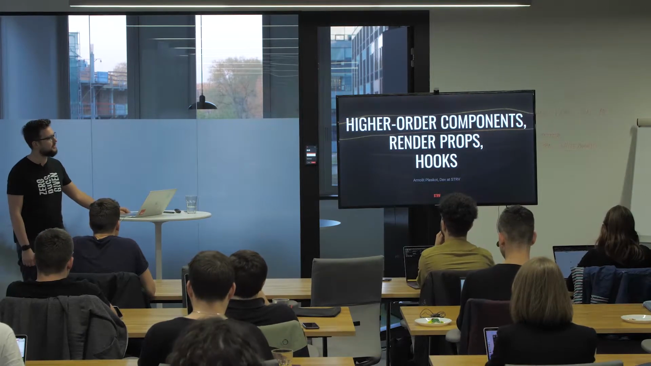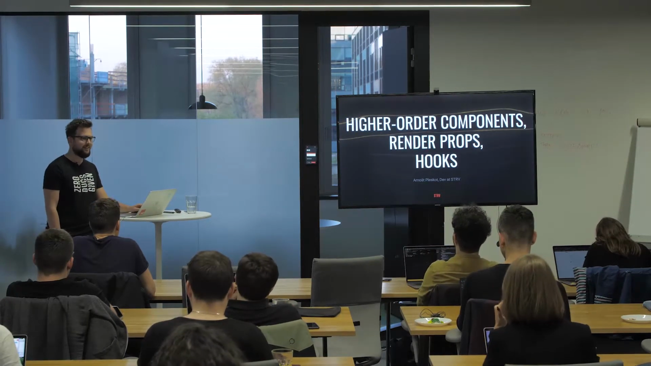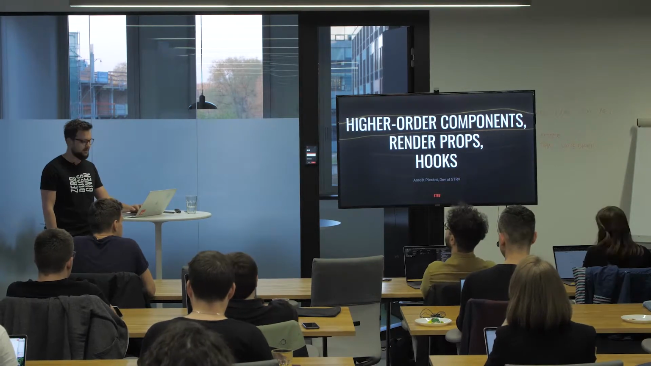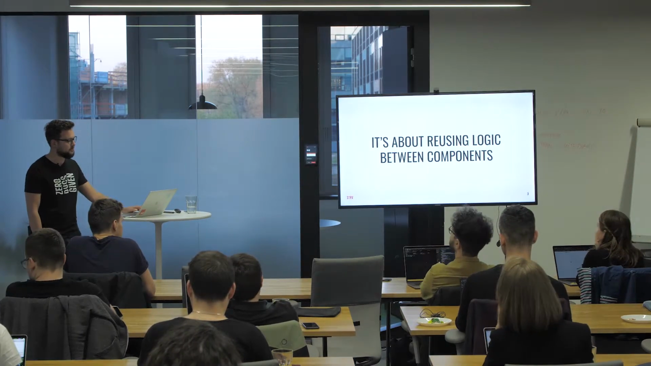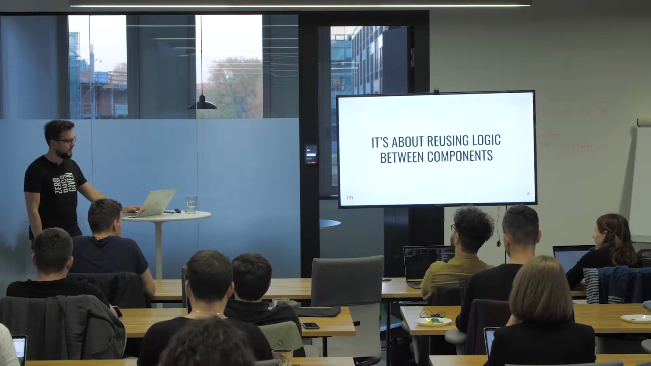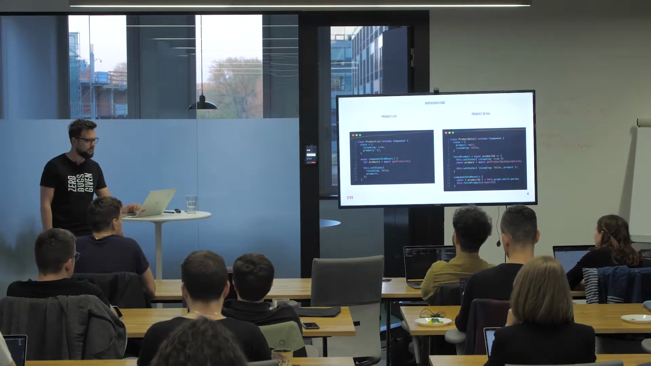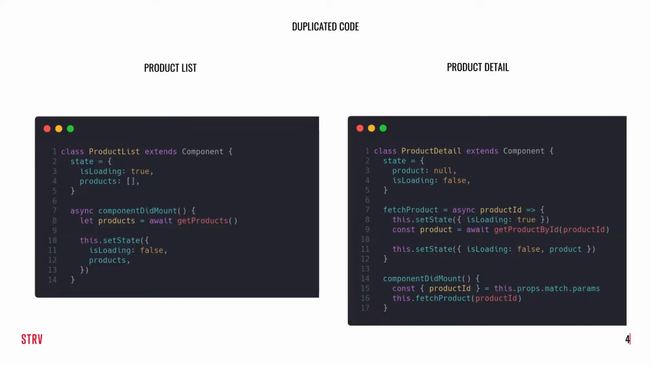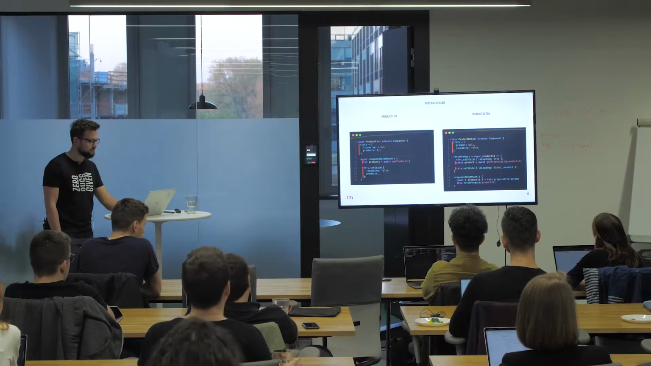So, as Danny said, this will be the topic of my speech. It looks like a lot of words, but in fact, it's just about reusing logic between React components. What does it mean? For example, when you have this code, this is from your project like 2 weeks ago. It's a product list and product detail, and as you can see, there is a lot of similar code like setting initial state, fetching products from API, and saving this data into state again.